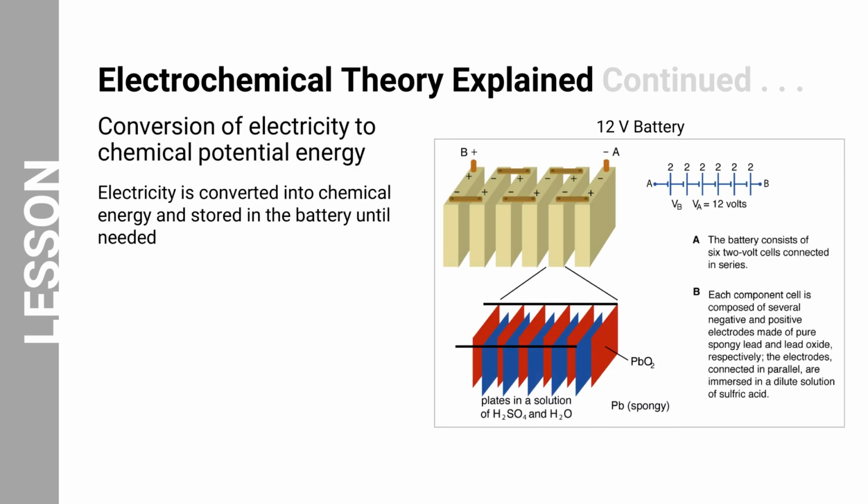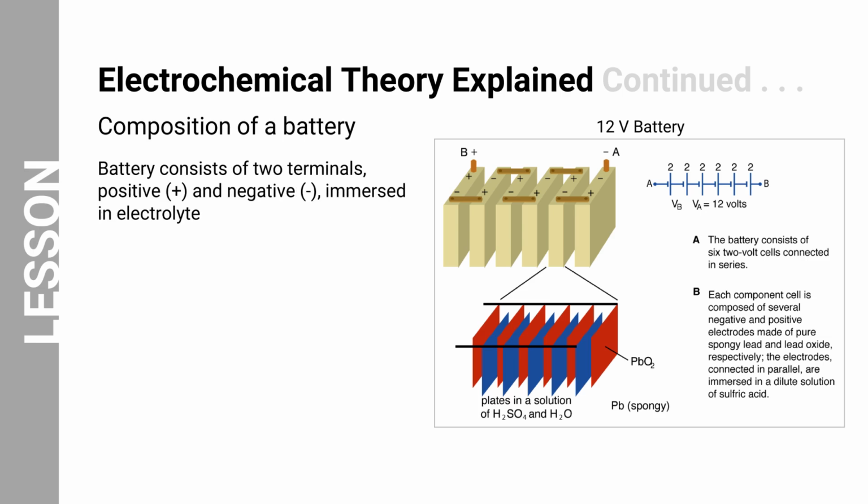Conversion of electricity to chemical potential energy. Before a battery can store energy, the electricity it receives must be converted into a form that can be stored chemically. This process involves transforming electrical energy into chemical potential energy, stored within the battery until needed.